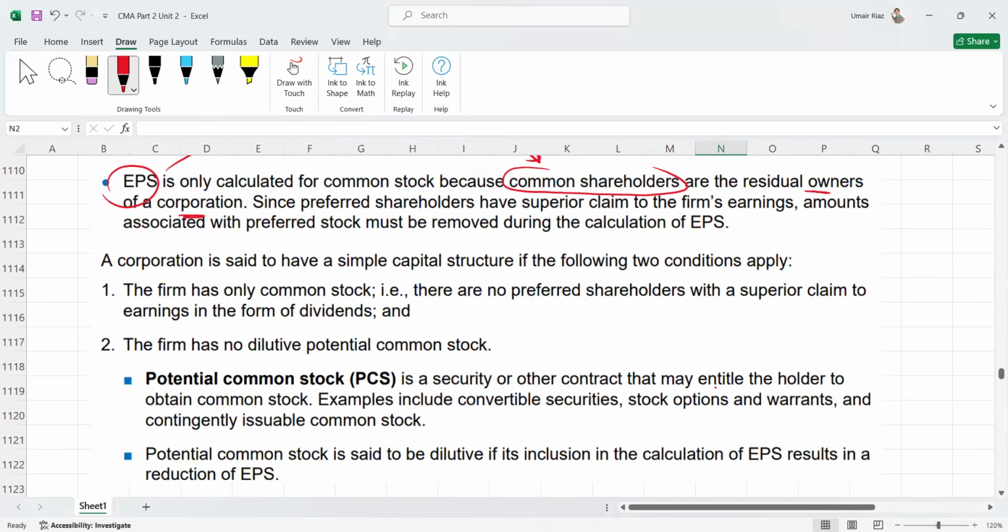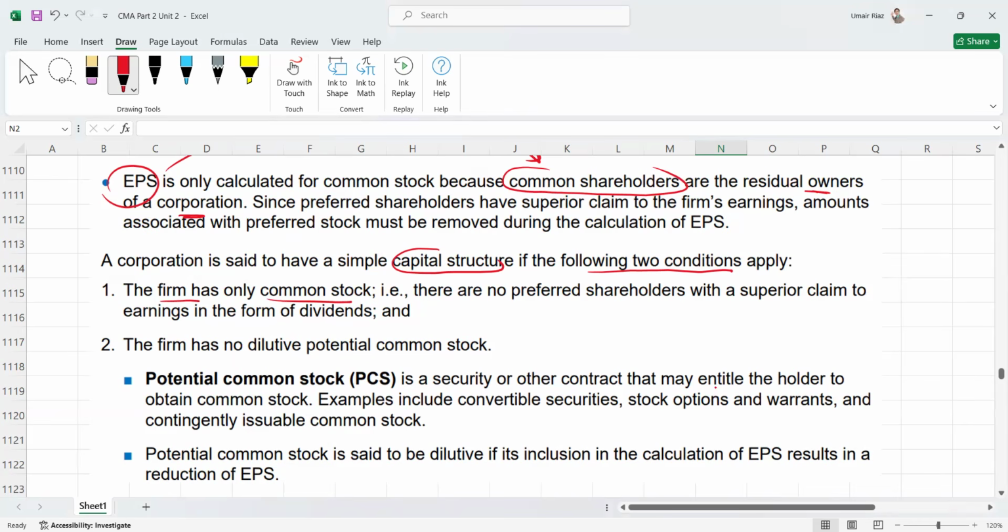Usually we say a company has a simple capital structure if the following two conditions apply. If these two conditions are met, then we say that this company has a simple capital structure. The first condition is that the firm has only common stock in its capital structure. Like, we don't have preferred stock. If you have only common stock, this is the first condition.